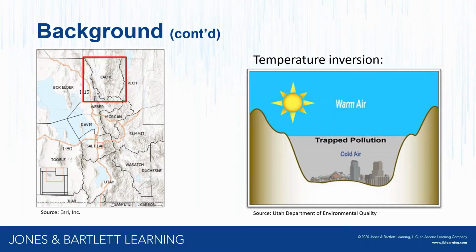Typically, air cools as elevation increases. During a temperature inversion, however, this pattern is flipped and warm air aloft traps cold air beneath. As shown on the right, this warm air layer, in conjunction with the mountains that surround the valley, creates a bowl with a lid that traps air pollution in the cold air layer near the valley floor. Temperature inversions can lead to levels of PM 2.5 that reach 3 times the EPA limit for a 24-hour period.